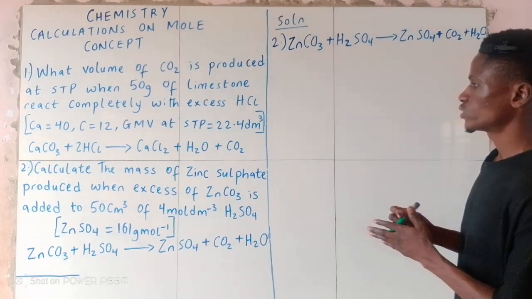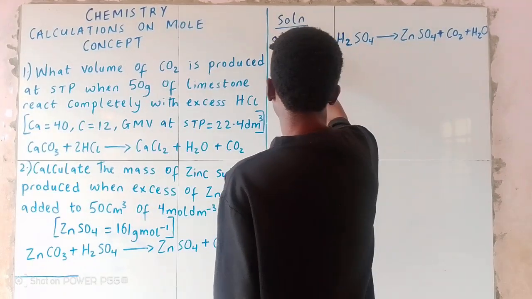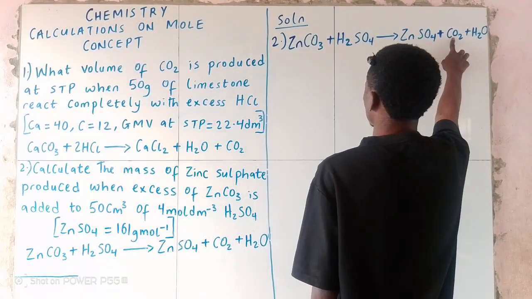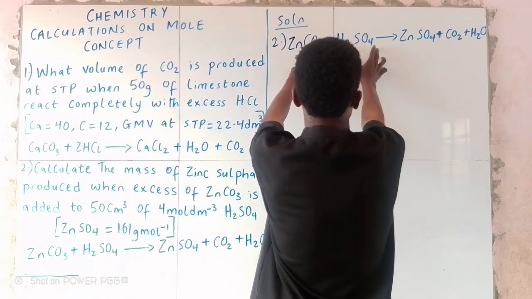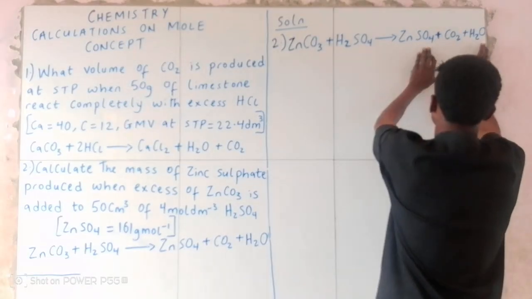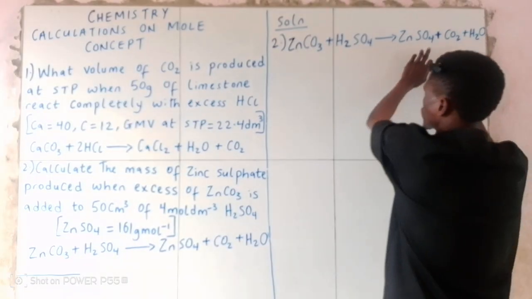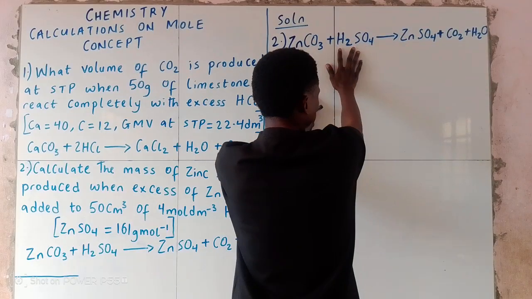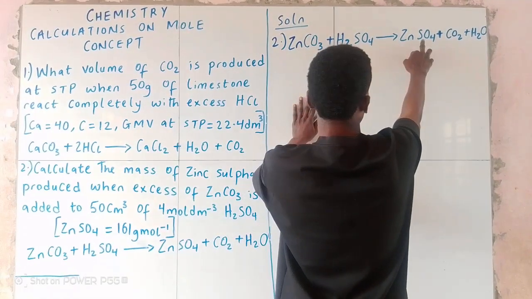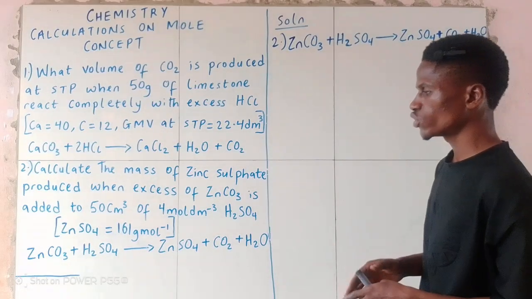Our next step is to check if the equation is balanced. One zinc here, one zinc here, one carbon here, one carbon here. We're having 7 oxygen here, 3 plus 4, that is 7 oxygen. At this side, we're having 4 plus 2, which is 6, plus 1, which is 7. At this side, we're having 2 hydrogen also, 1 sulfur. It means this equation here is a balanced equation.